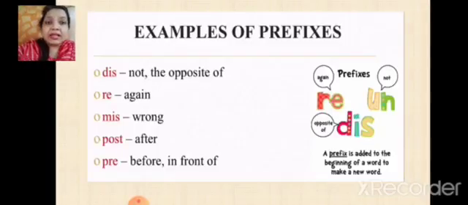Let us quickly go through these examples once again. Dis means generally not. Generally we say disagree, right? That means I don't agree with this. It could also be the opposite of. Re means again. Miss means wrong. Post means after. Pre means before or in front of. Now children, based on this, let us quickly frame a few sentences and understand how we can actually use these in our sentences.